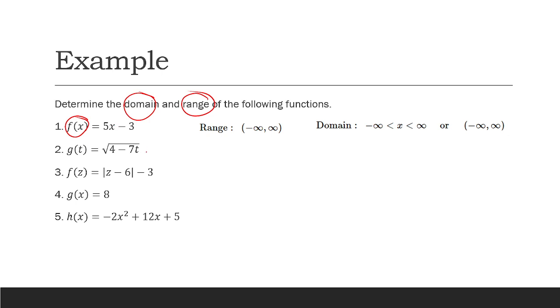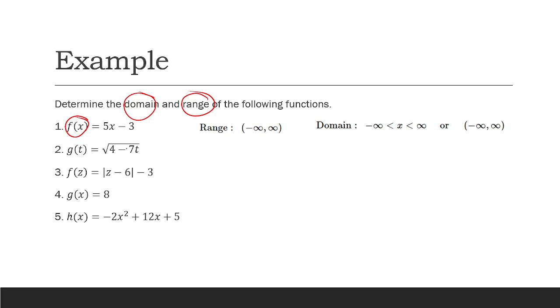Next, this one is a little bit tricky. So we have number 2, we have g of t is equal to the square root of 4 minus 7t. Now, tingnan muna natin again, domain muna tayo. Will our domain be limited? Given na ito yung equation natin or ito yung function natin? Well, yes. Why? Because of this radicand. The equation is a radical.